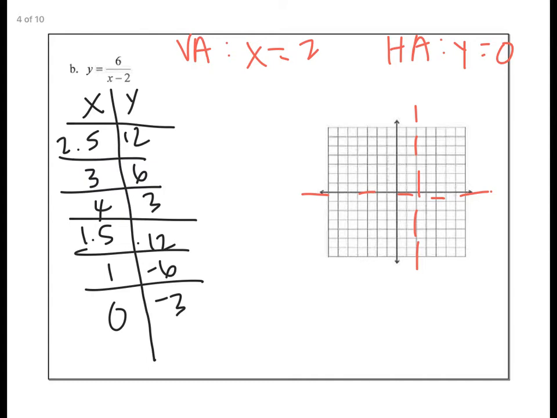And then I go ahead and graph those. So 2.5, 12 is going to be off, but 3, 6, I can fit somewhere over there. There we go. And then 4, 3. So it's getting up. It'd still come down by those asymptotes. And then 1, negative 6, 0, negative 3. I know it's going to approach those asymptotes on both sides. There we go.